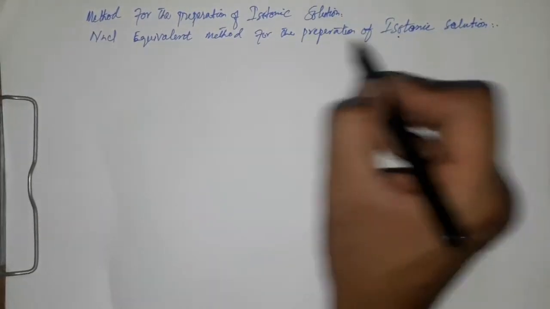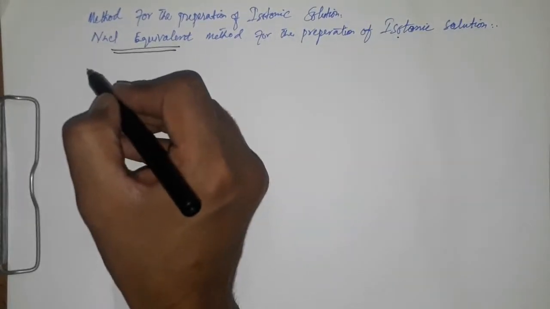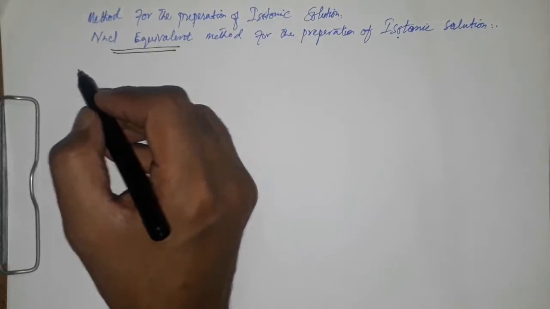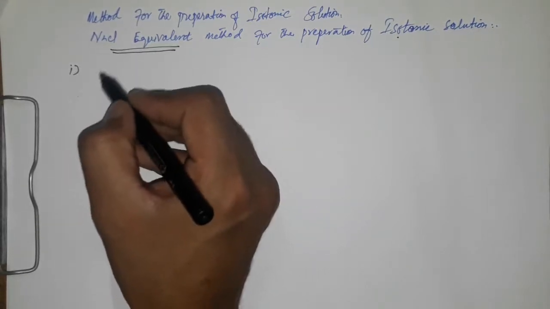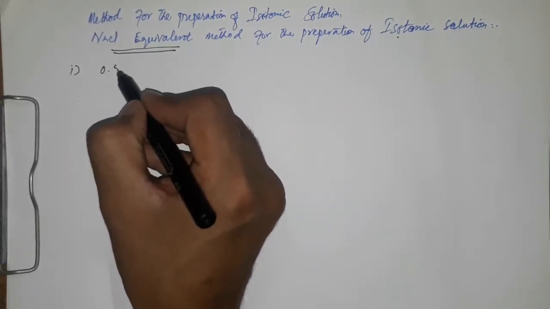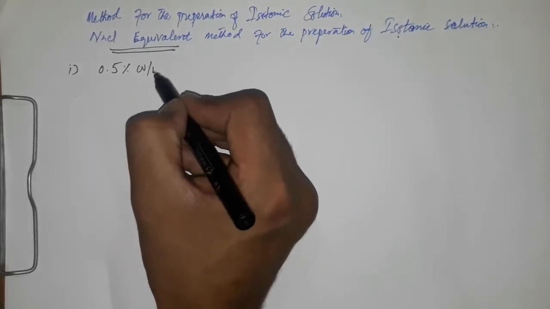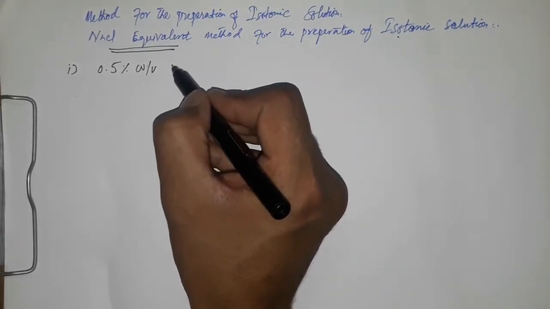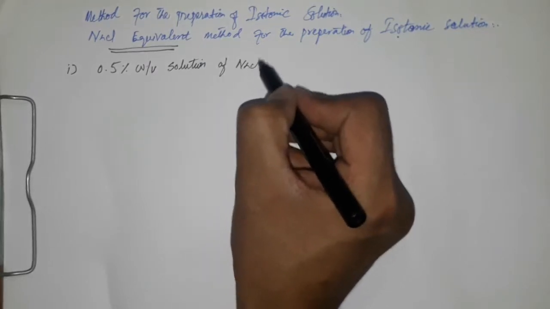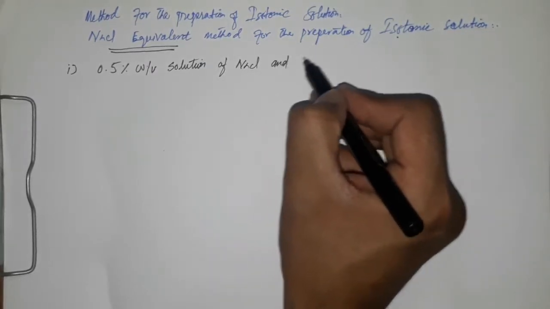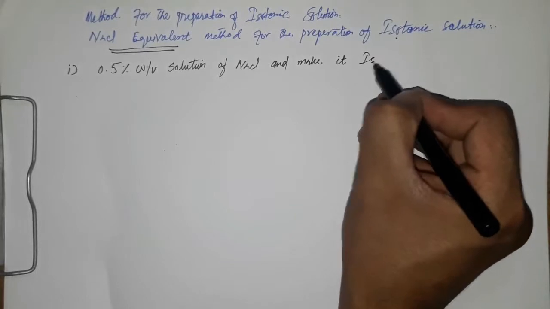Why is the use of this sodium chloride equivalent method needed? We will make it clear here in these two examples. First example: if someone says that we have a 0.5% weight by volume solution of sodium chloride, and we have to make it isotonic.